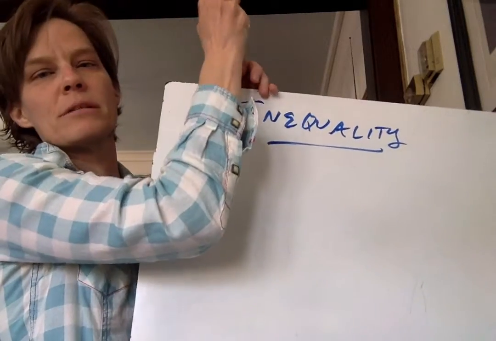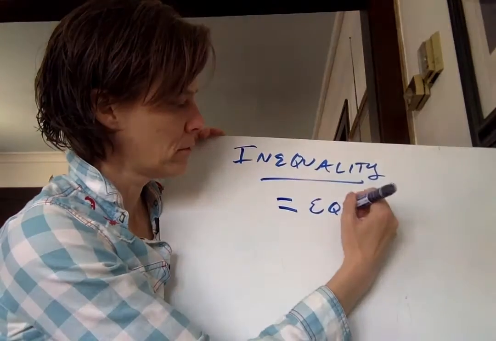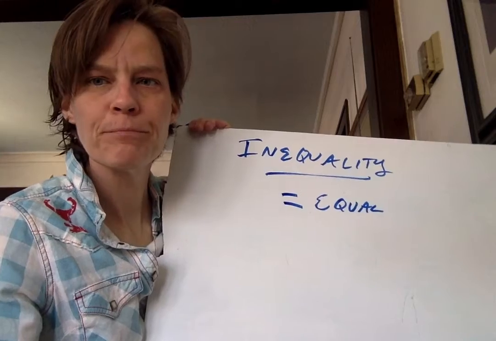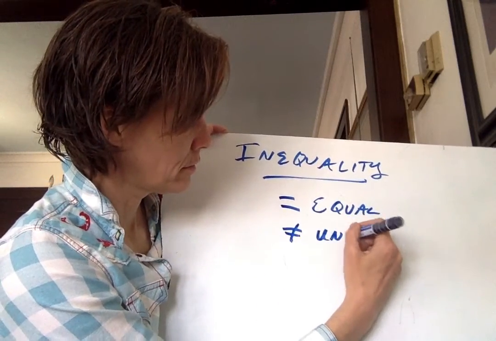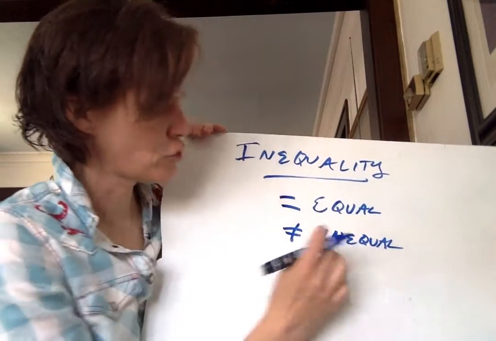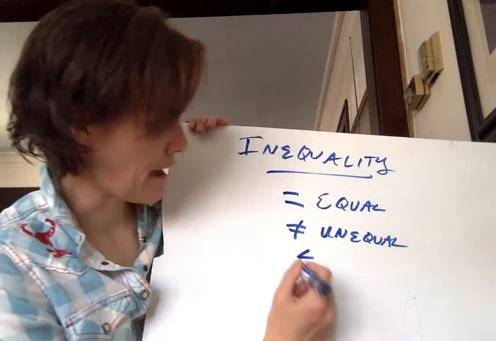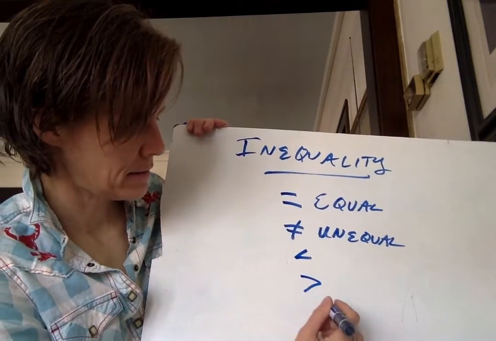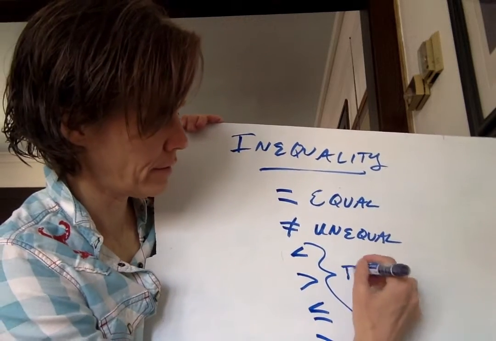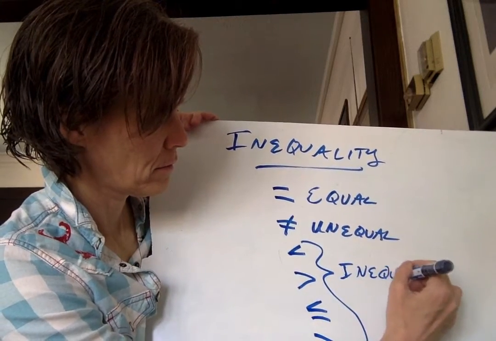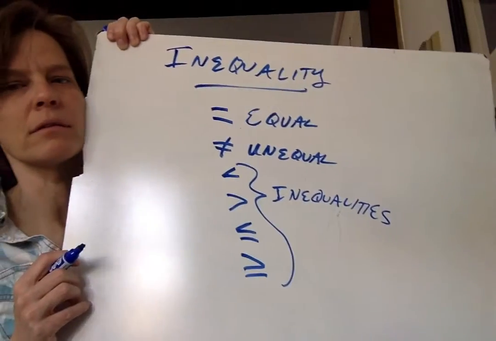Okay, so here are some symbols. This is equal, right? This is unequal. Strictly unequal. It's not the same. This now, this, that, are all forms of inequalities. Okay, you probably saw those in elementary school.